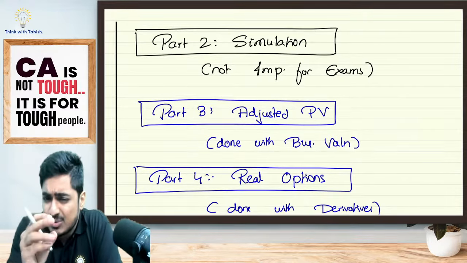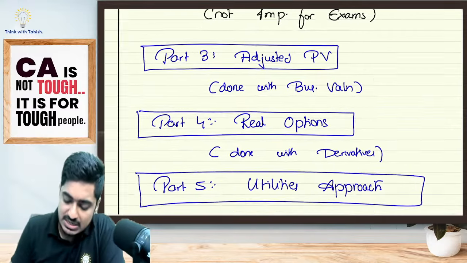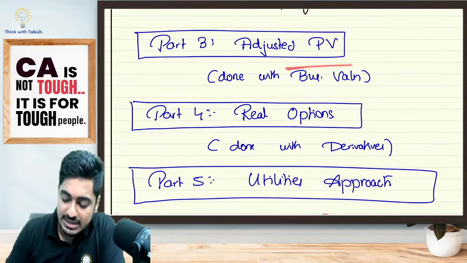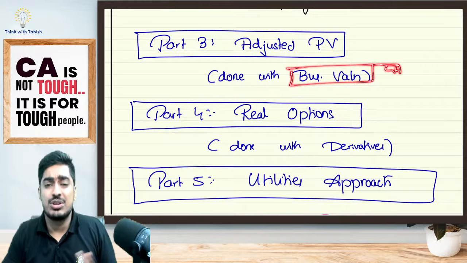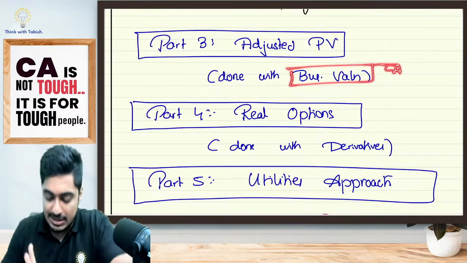Yes, nothing is there in that. Only some 3-4 lines are given. I am not discussing it here. Adjusted present value is a topic like this. It has some link to business valuation. At that particular point, I will be explaining. So even though it is there in the study material, I am not telling.